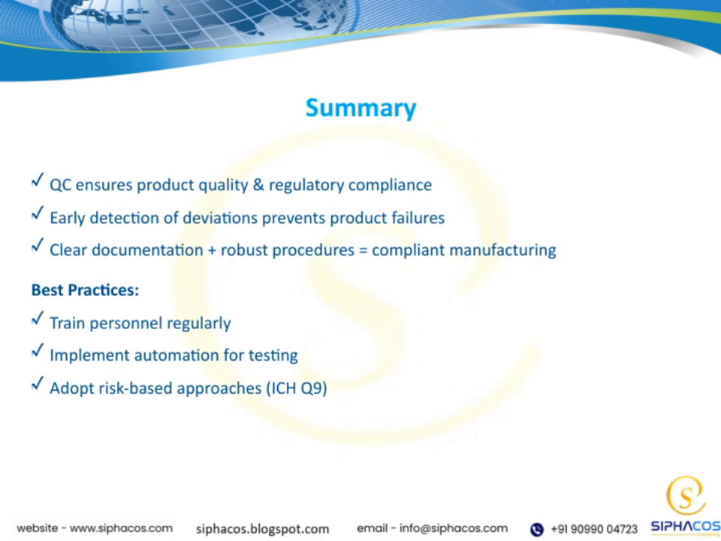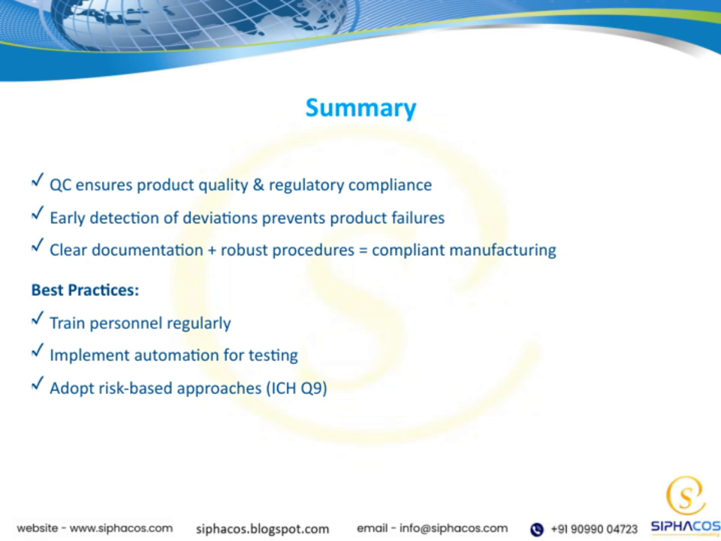Let's take a moment to summarize the key takeaways. Quality control, or QC, plays a crucial role in ensuring that our products meet both quality standards and regulatory requirements. By catching deviations early, we can prevent potential product failures, which is essential for maintaining trust and compliance. Clear documentation and robust procedures are the backbone of compliant manufacturing processes. They help us stay organized and ensure consistency across production.